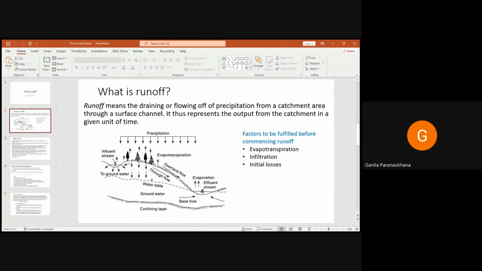Now, for the proper technical definition, let's read what runoff means. Runoff means the draining or flow of precipitation from a catchment area through a surface channel. It thus represents the output from the catchment in a given unit of time. Now there are factors that need to be fulfilled before creating the runoff. So the evapotranspiration, then infiltration capacity, and initial losses have to be satisfied.